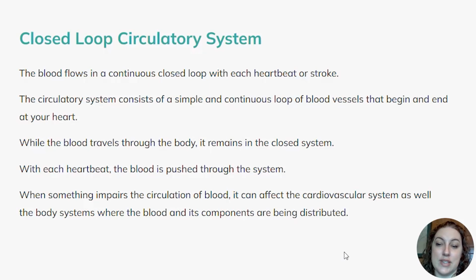The circulatory system consists of a simple and continuous loop of blood vessels that begin and end at your heart. When the blood travels through your body, it remains in the closed system, which means that it never leaves the system. With each heartbeat, the blood is pushed through the system. When something impairs the circulation of blood, it can affect the cardiovascular system as well as the body systems where the blood and its components are being distributed.